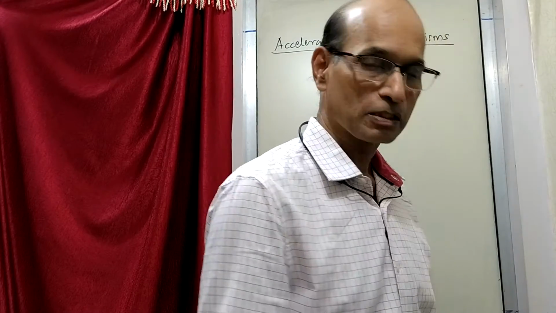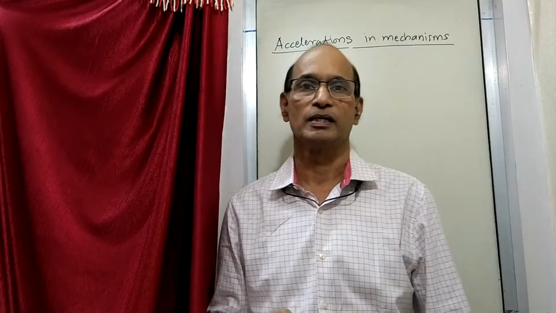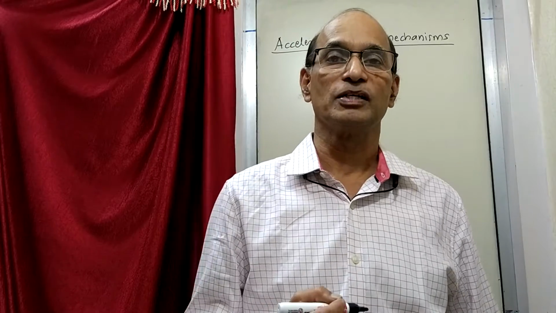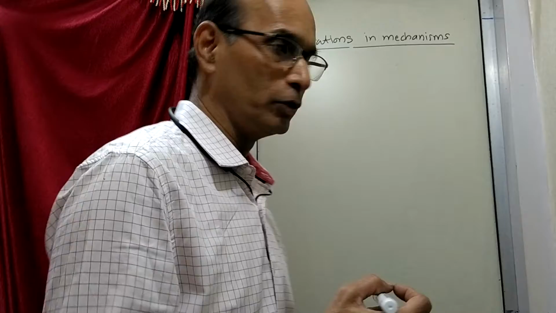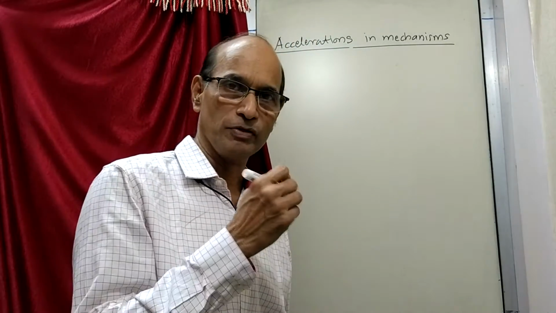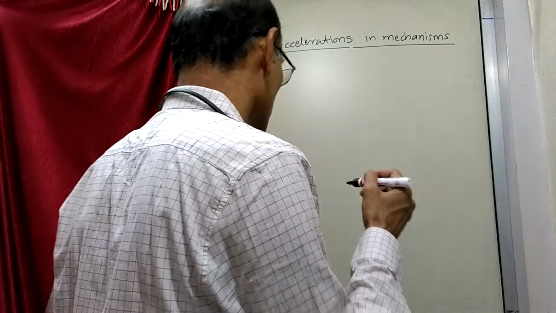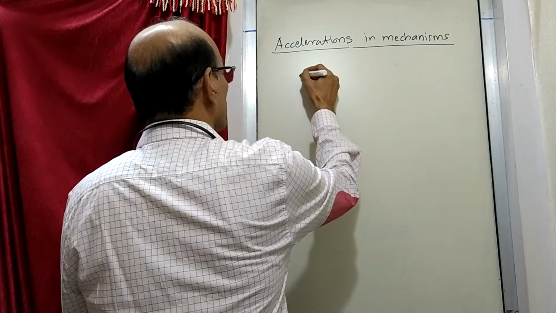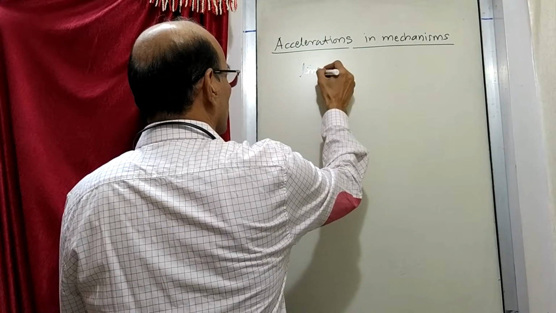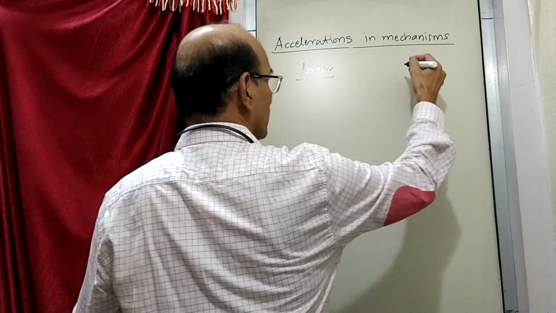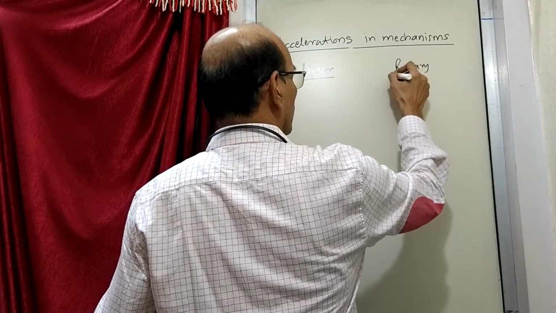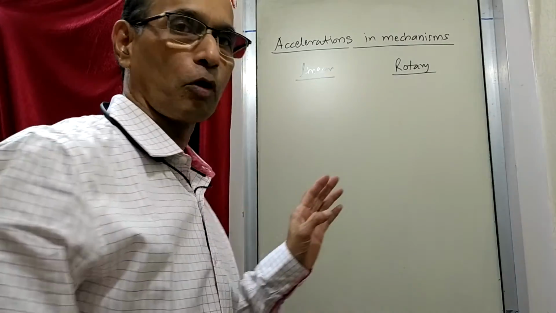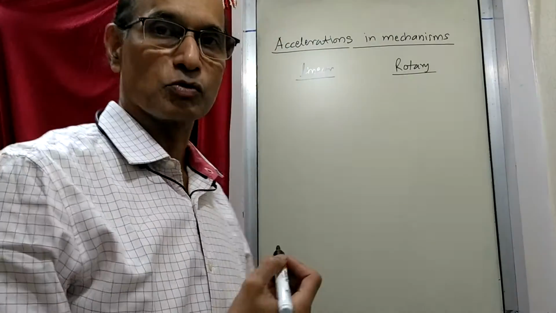Now let us first try to understand what is the meaning of acceleration here and from where the accelerations come into the picture for the mechanisms. Before we do that, let's have a revision of what we already know. So as you know, in the case of linear and then rotary, for linear motion and for rotary motion, what different terms do we use.